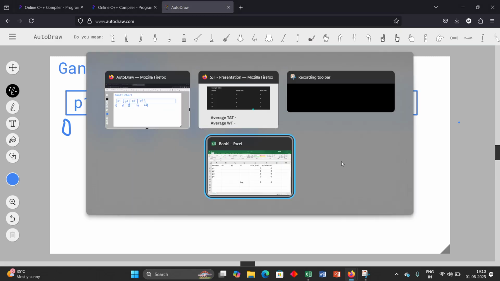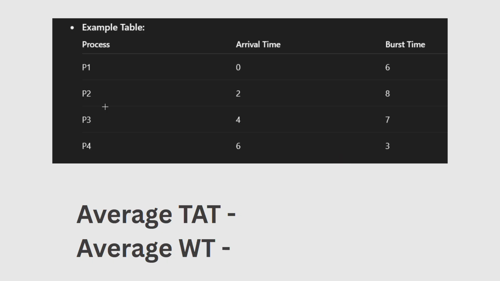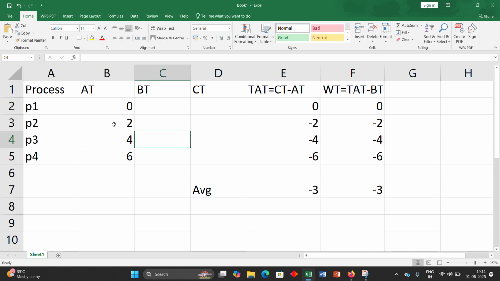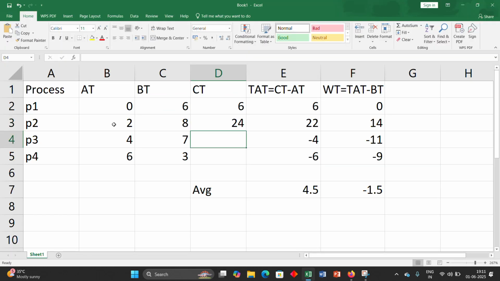Okay, now let's put all this data in our table. These are the four processes. Arrival times are 0, 2, 4, 6 and burst times are 6, 8, 7, 3. The completion time of process P1 is 6 units, P2 is 24 units, P3 is 16 units, and P4 is 9 units.